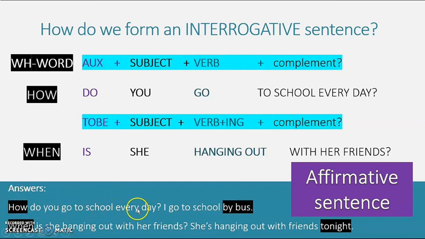How do you go to school every day? I go to school by bus. Whereas the second question is asking for a specific time using when. When is she hanging out with her friends? The correct answer is she is hanging out with friends tonight.